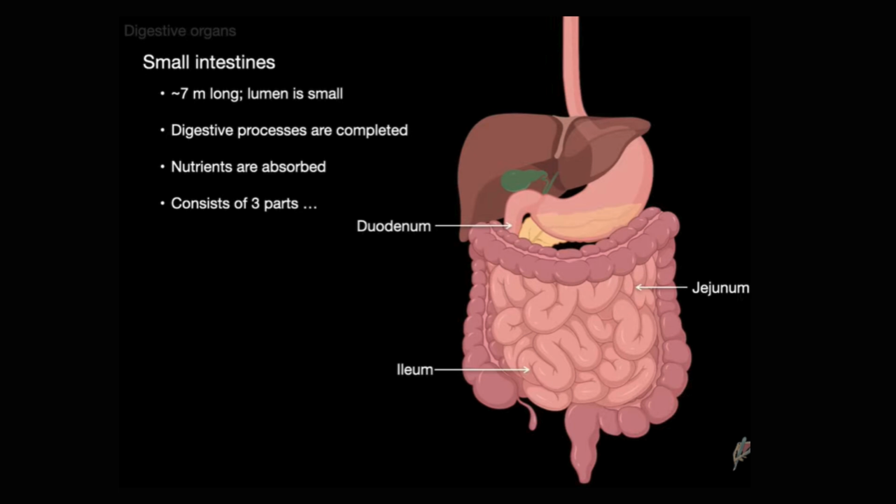So, the small intestine is approximately 7 meters long, and it's the primary site where chemical digestion is completed, along with the absorption of nutrients. Now, the small intestine can be split up into three parts: the duodenum, the jejunum, and the ileum.